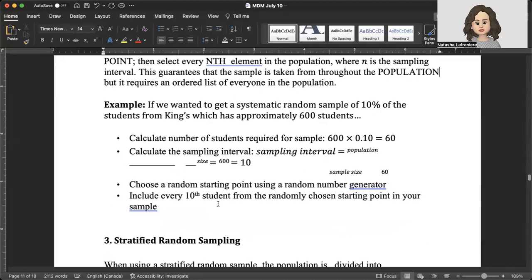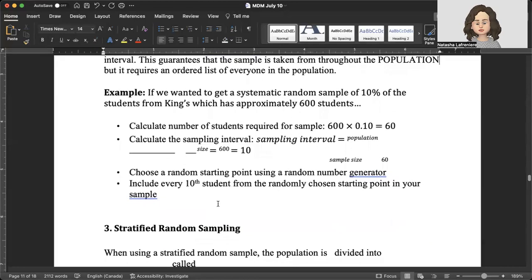Okay, so for an example, if we wanted to get a systematic random sample of 10% of the students from King's, which has approximately 600 students, you would calculate the number of students required for the sample. If you need 10% out of 600, that gives you 60. Then you calculate the sample interval, which is your population size over your sample size. That would be 600 over 60, which is 10.